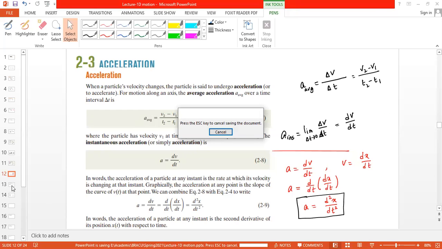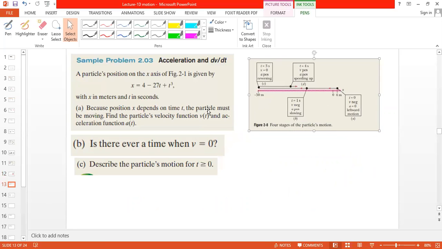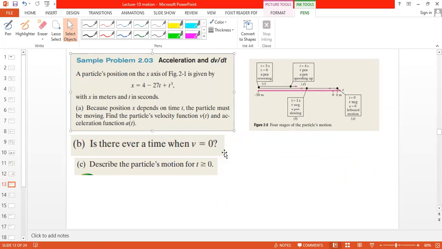Okay, so let's try a math. A math is given here. The position of a particle is given by x equal to 4 minus 27t plus t cube. So this is the position of an object. Because the position x depends on time t, the particle is moving. Find the particle's velocity and acceleration.